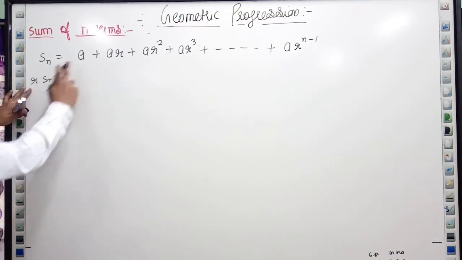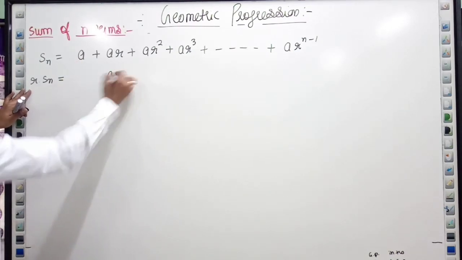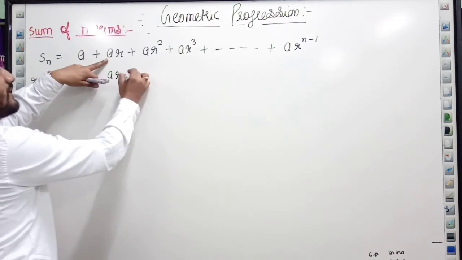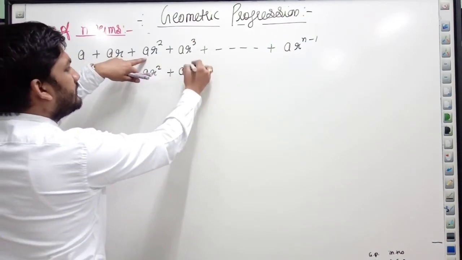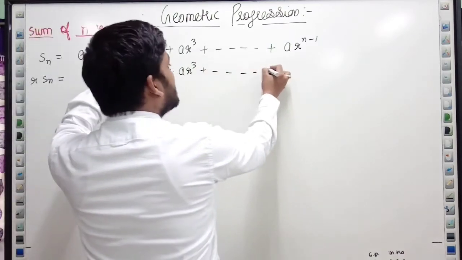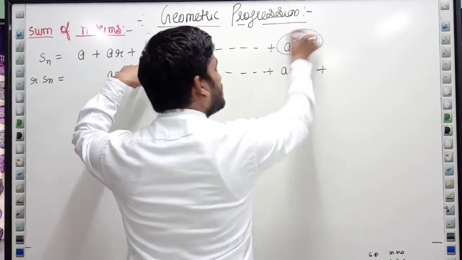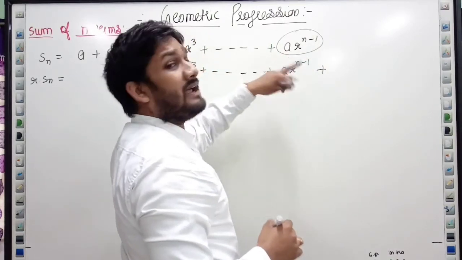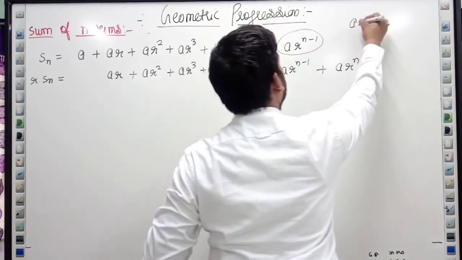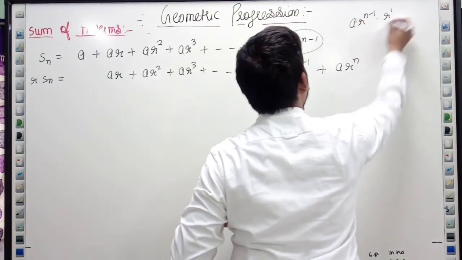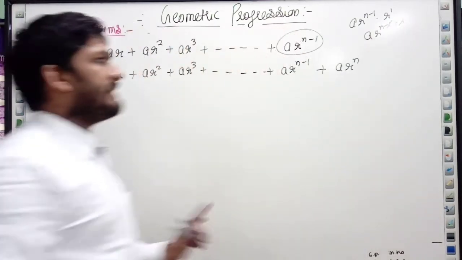If I multiply by R, the first term will be AR, but I am writing it from here. Second term will be AR square. Third term will be AR cube. Likewise, the second last term is AR to the power n minus 1, and the last term will be multiplied by R, so we get AR to the power n. How? AR to the power n minus 1 into R to the power 1, which is AR to the power n minus 1 plus 1; minus 1 plus 1 cancel.